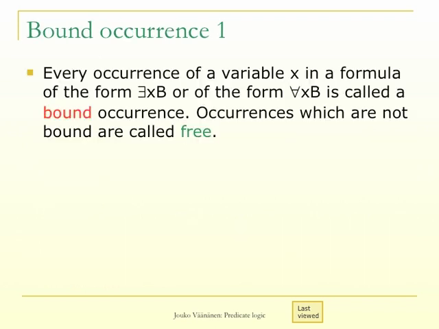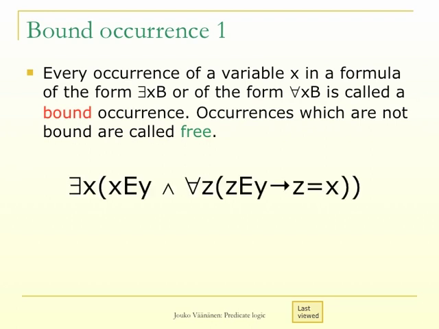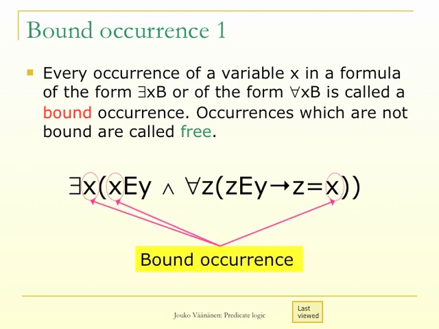Occurrences. Every occurrence of a variable x in a formula, of the form "there is an x such that B," or of the form "for all x such that B," is called a bound occurrence. Occurrences which are not bound are called free.